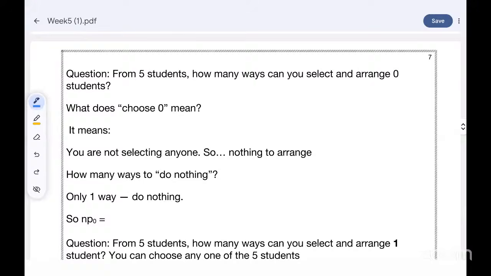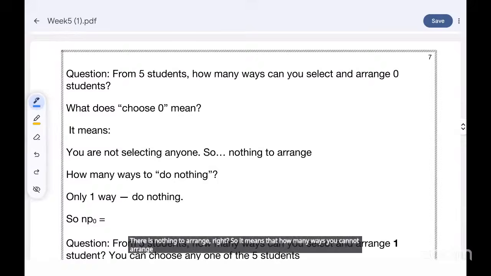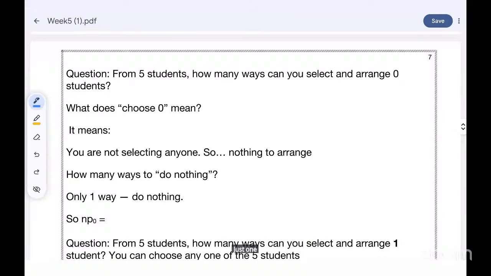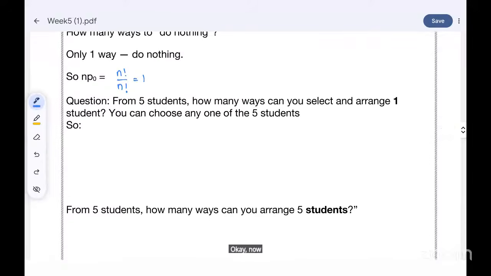There is nothing to arrange, right? So how many ways can you arrange nothing? Just one way, right? So this is what nP0 is. In this case, your r is simply 0. So what is nP0? It is 1, because nP0 is n factorial by n factorial, so it's simply 1. Okay, fine. Now let's try to understand the next question.